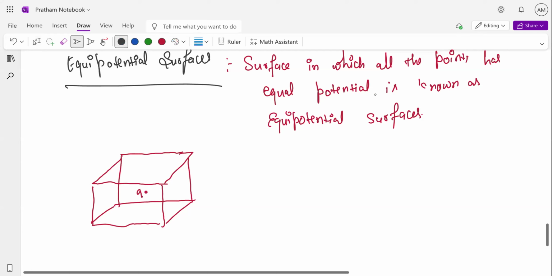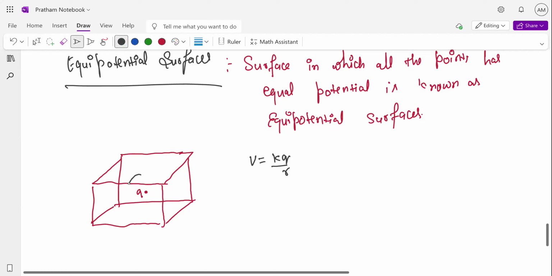The reason is that all the points on the surface should have equal potential. The potential due to Q is kQ divided by r. If you take the top surface, the distance is a by 2. But at a diagonal point the distance is not the same; it is greater. So each point has a different potential, and the cube is not an equipotential surface.